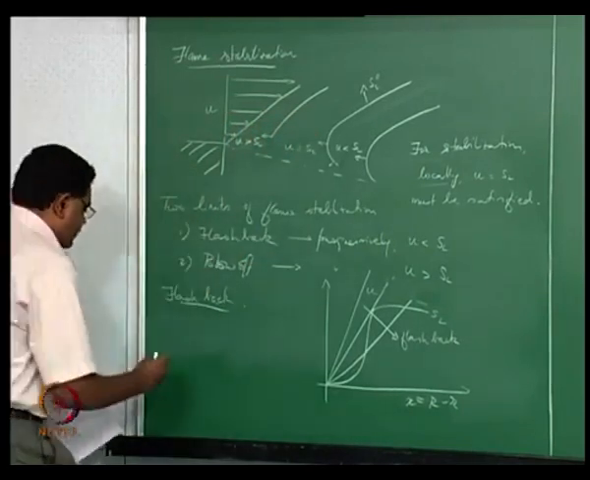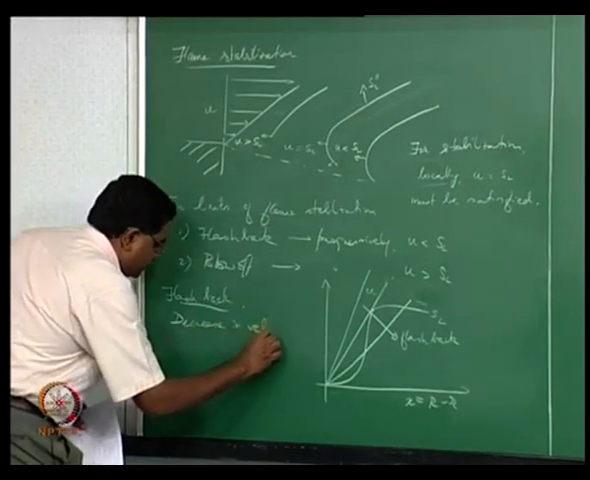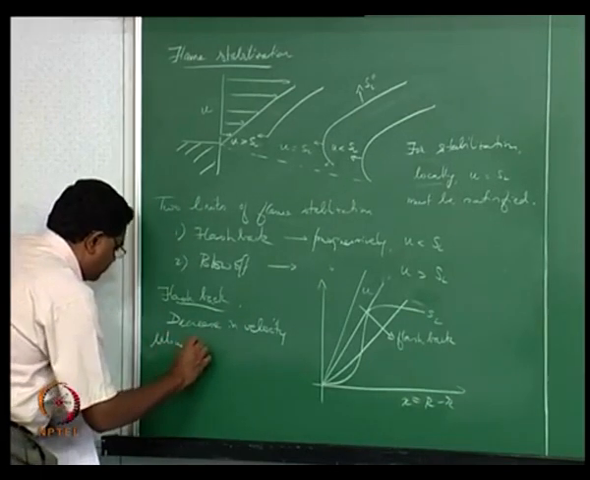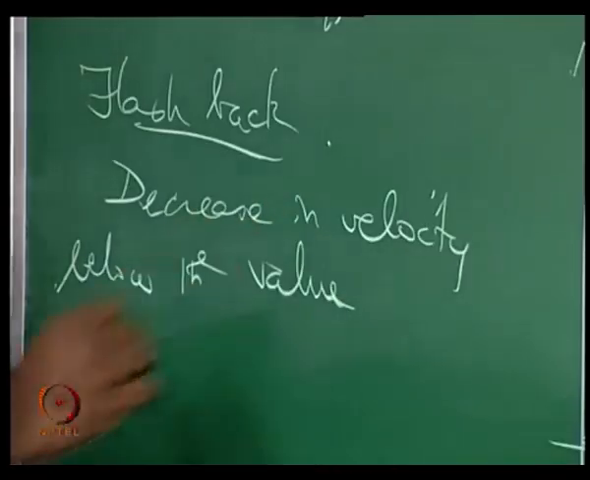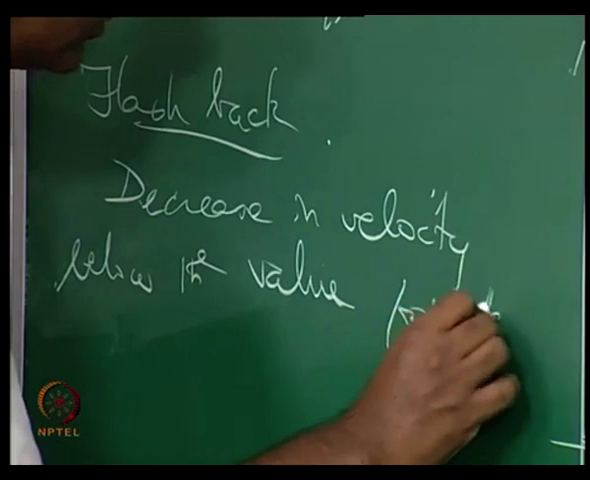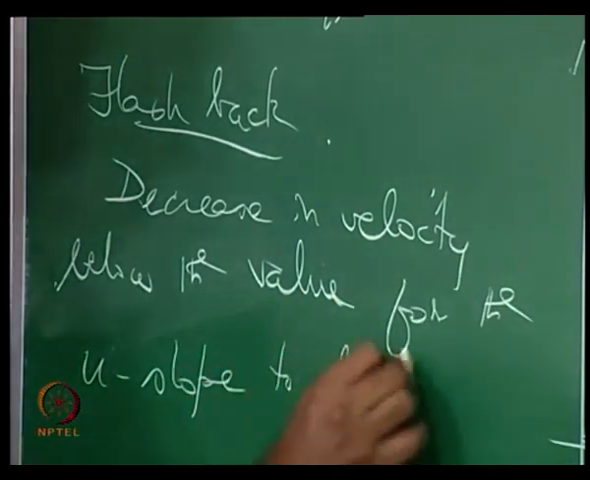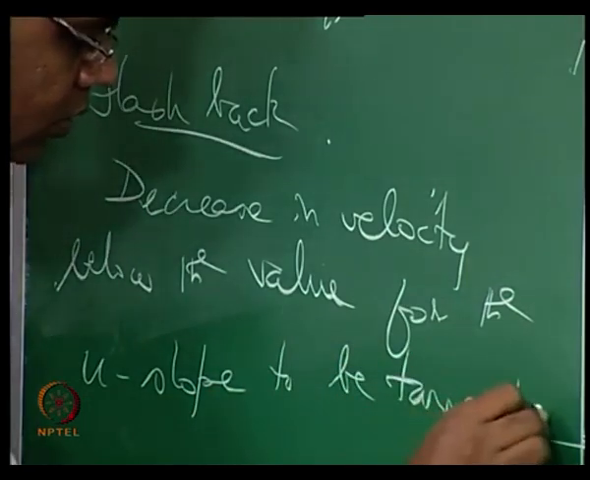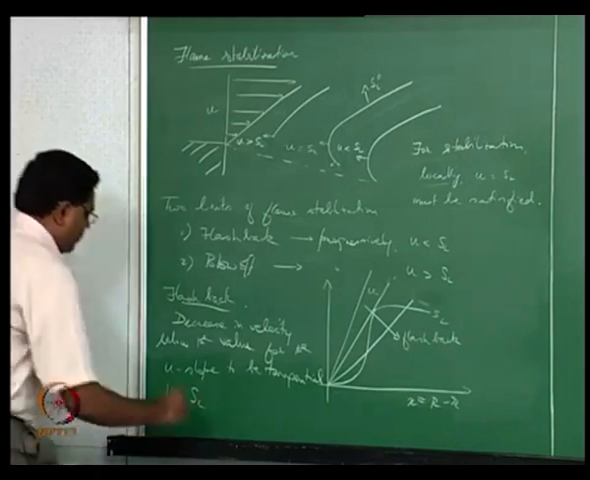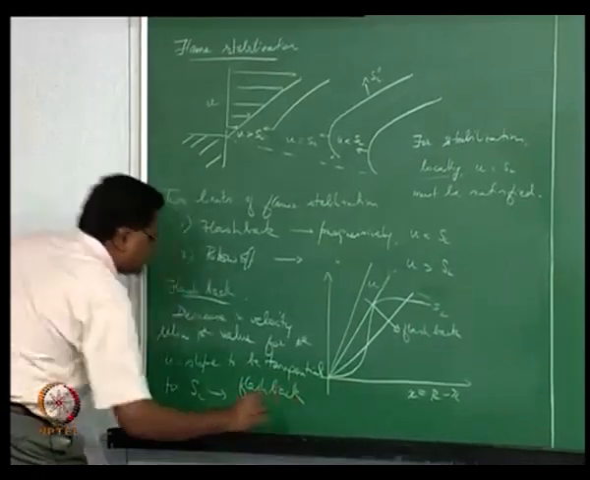And so decrease in velocity below the value for the u slope to be tangential to SL leads to flashback.